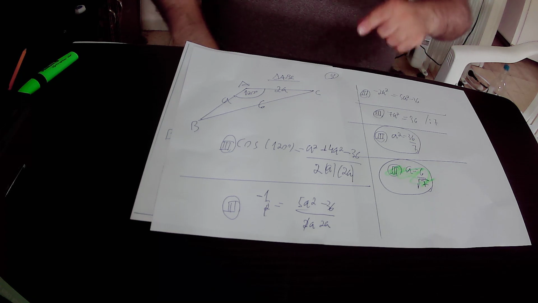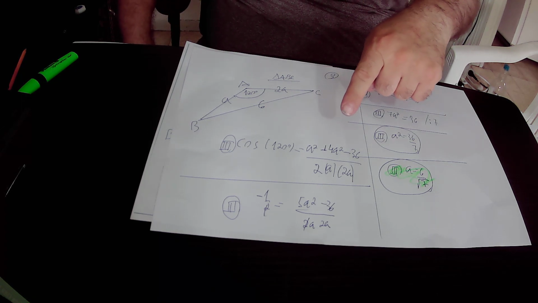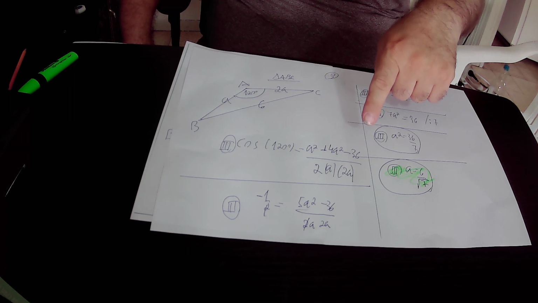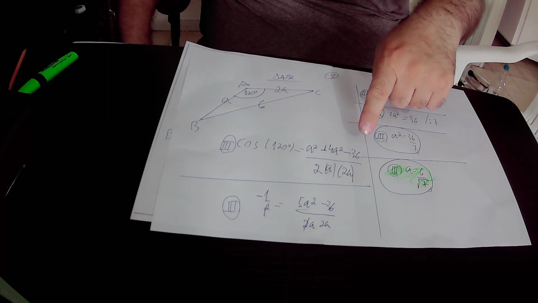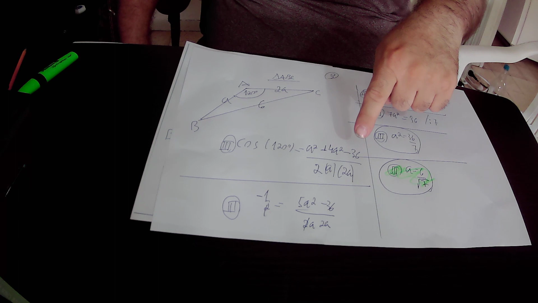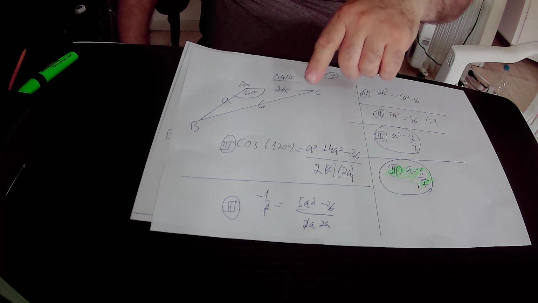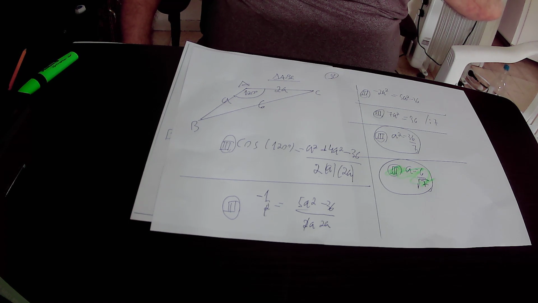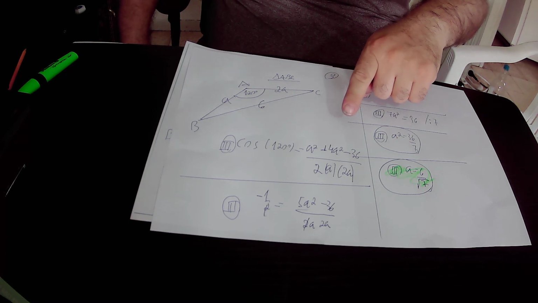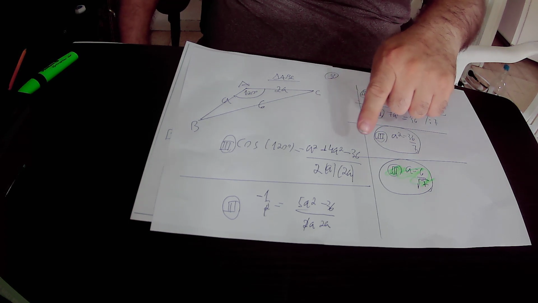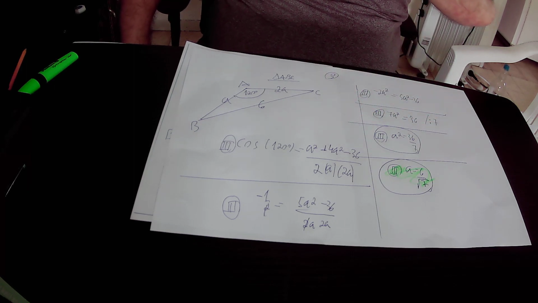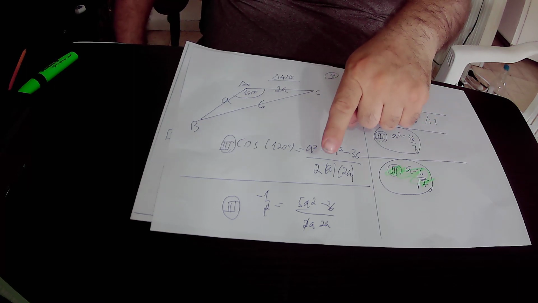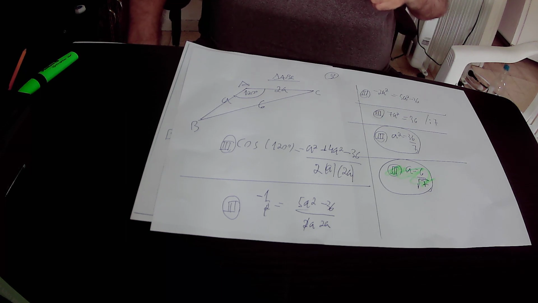Okay, cosine 120 degrees equals A squared plus 2A squared, that is 4A squared, minus 6 squared, that is 36, over 2 times A times 2A. Cosine 120 degrees equals minus 1 half. And here 4A squared plus A squared is 5A squared, minus 36 over 2A times 2A. Here we have 2 on both sides of the equation, so 2 will get cancelled.